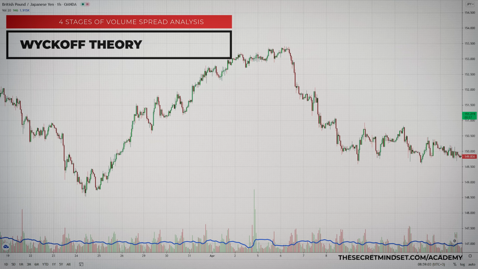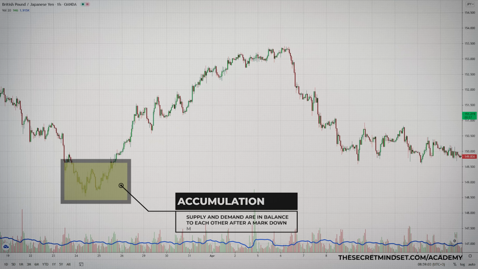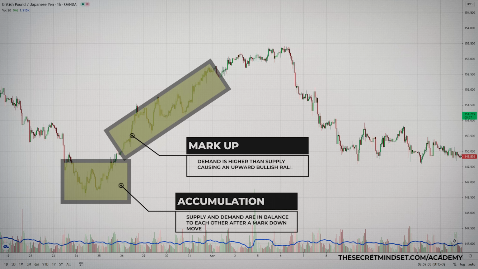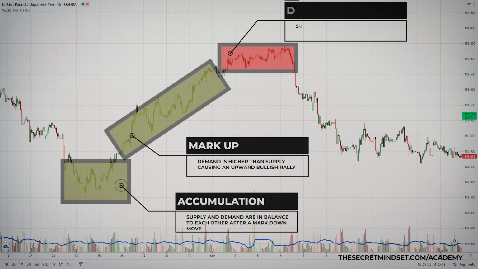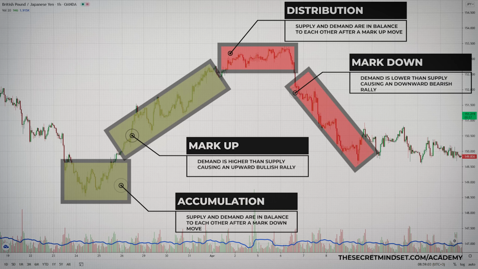There are 4 stages of volume spread analysis based on Wyckoff theory. The accumulation. This occurs when supply and demand are imbalanced to each other after a markdown move. The markup. And this occurs when demand becomes more than supply, causing an upward bullish rally after the accumulation process. Then the distribution, and this occurs when supply and demand are in balance after an exhausted markup move. And the markdown, which occurs when supply becomes more than demand, causing a downward drop after the distribution phase.